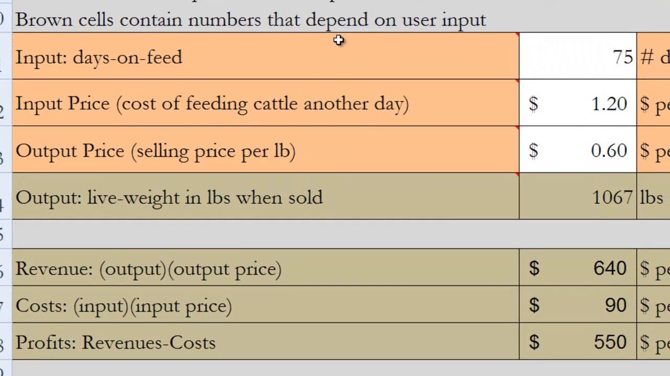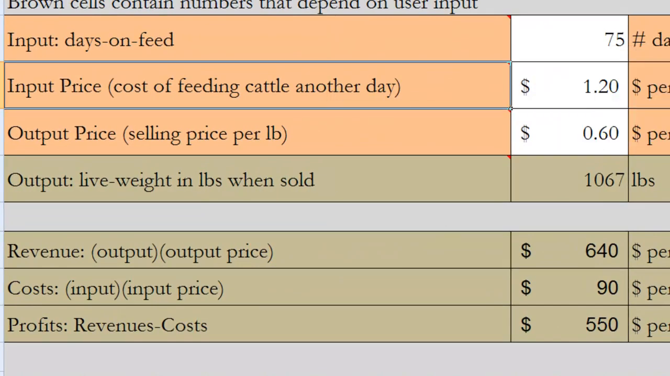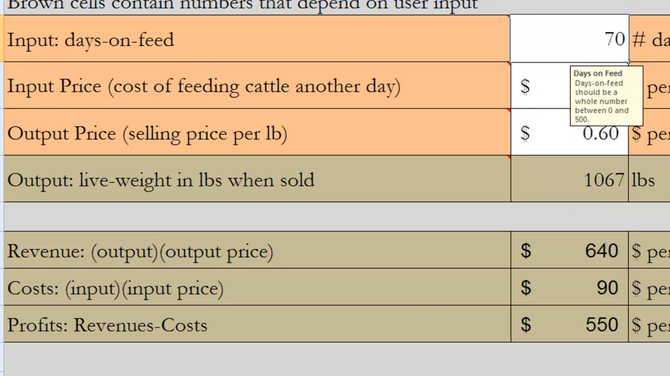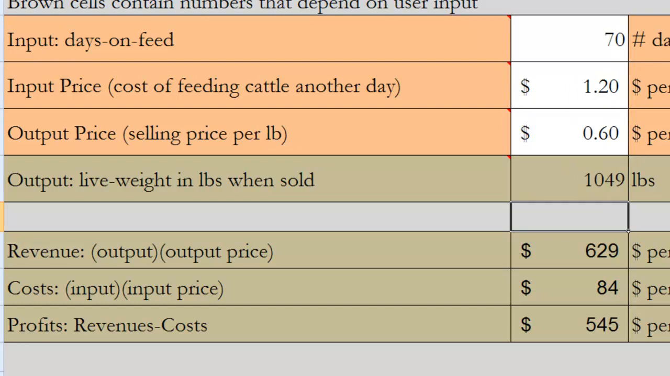Now let's just quickly review this sheet. What this sheet does is the feedlot manager puts in the cost per day of feeding a cow, and the price they get when they sell their cow on a per pound basis. Then the manager puts in the number of days on feed, like 70 days on feed. The spreadsheet predicts how much they'll weigh and the profits per cow they will make. Then the feedlot manager's job is to determine how many days on feed maximize profits.